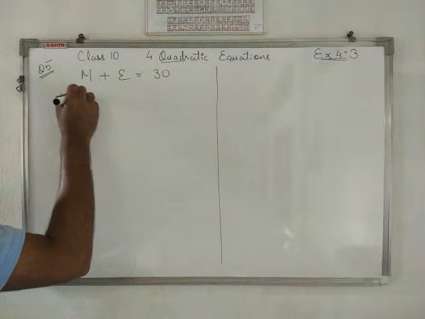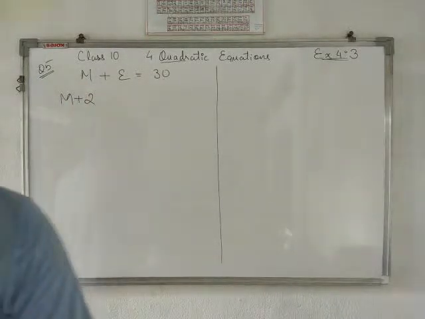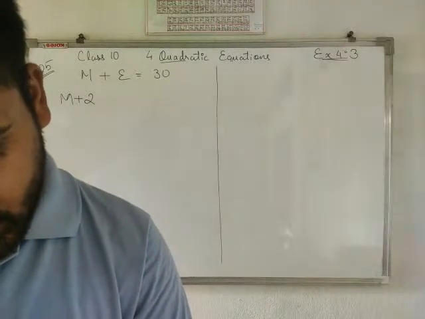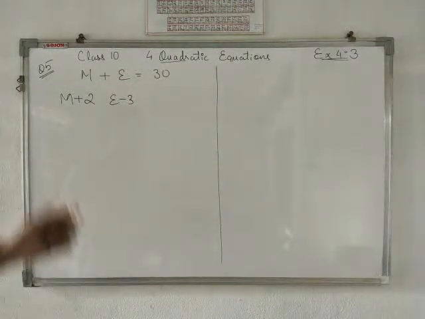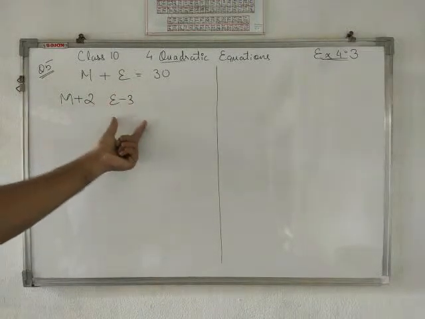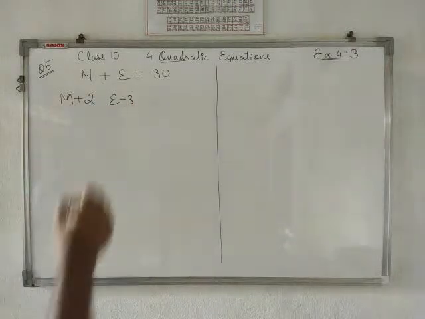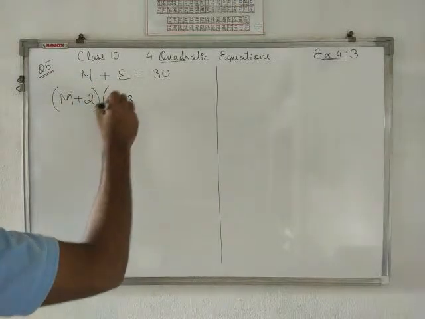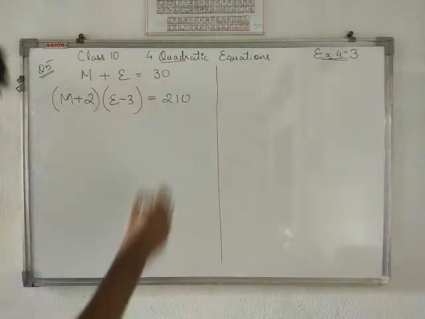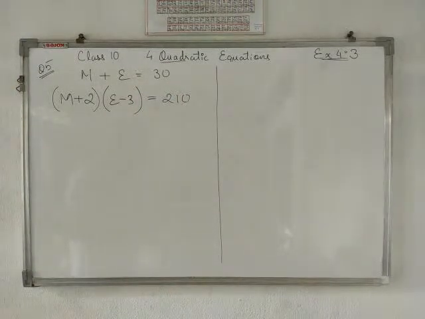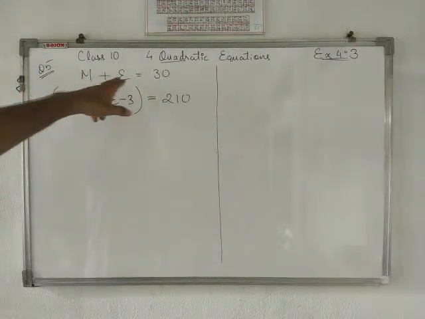So 2 marks more in maths means m plus 2, and 3 marks less in English means English minus 3, right? Now 2 marks more in maths and 3 marks less in English will make the product of these two, so we will be multiplying these two. The product will be 210. If you can clearly see, I have used 2 variables here.